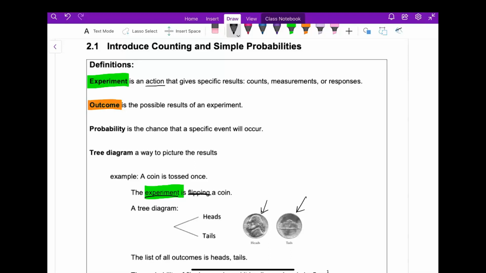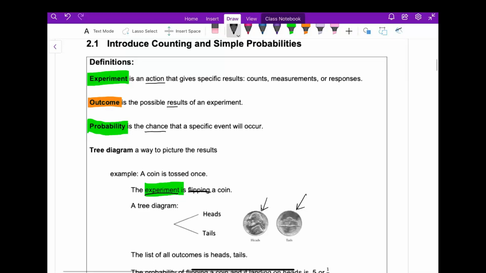And then a little later in the section, we're going to see some probability. So we see probability is the chance that a specific event will occur. You probably use probability every day in your life. It's the chance. We're going to look at those. Over here, I should have said results, possible results.